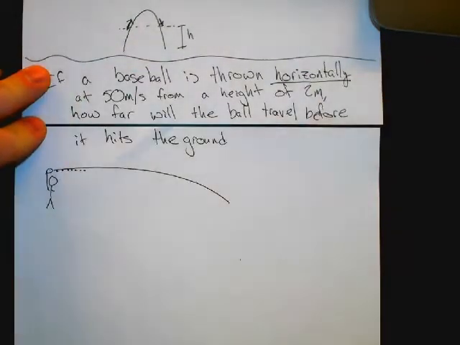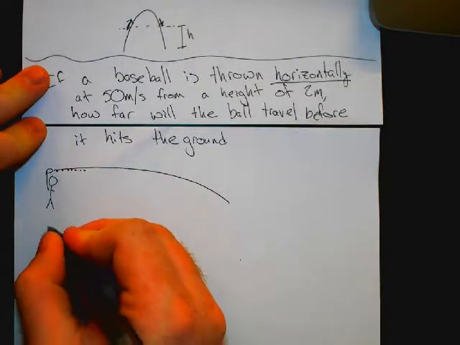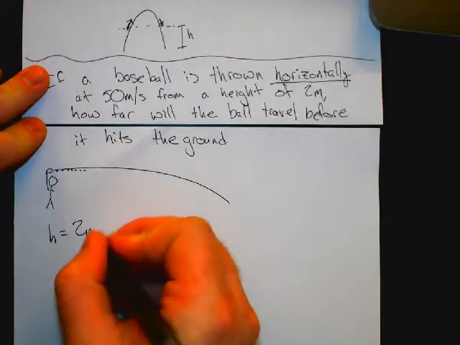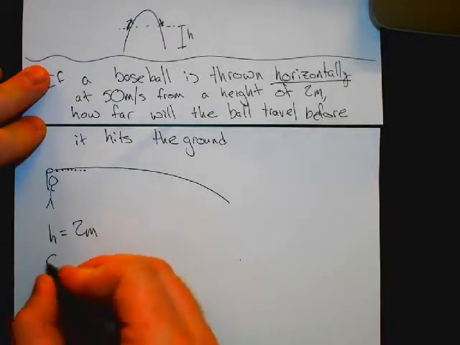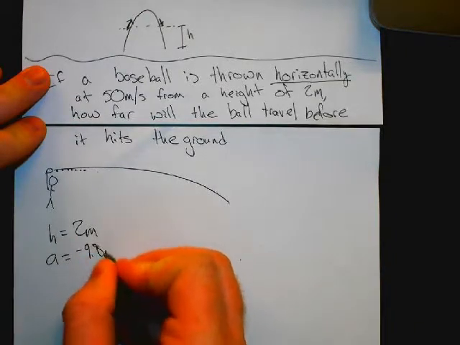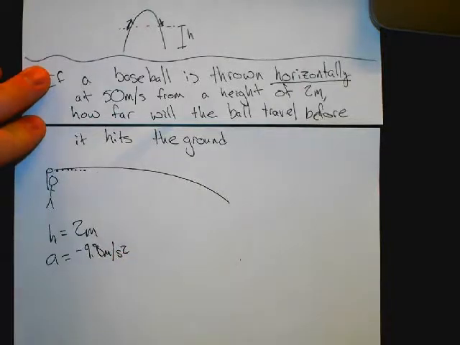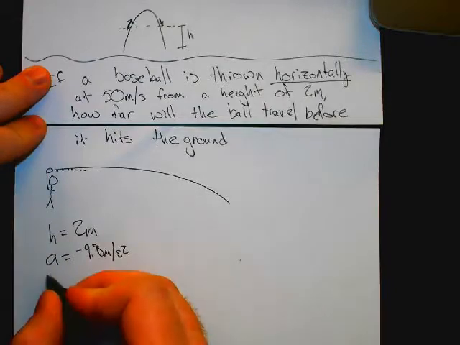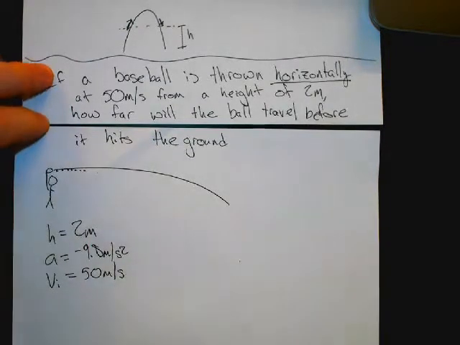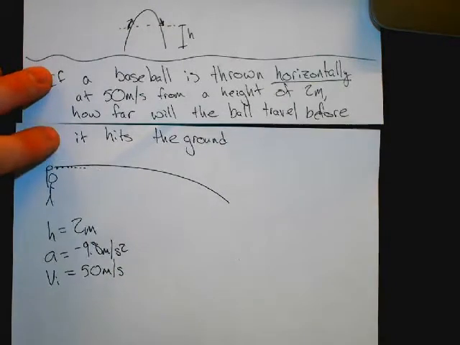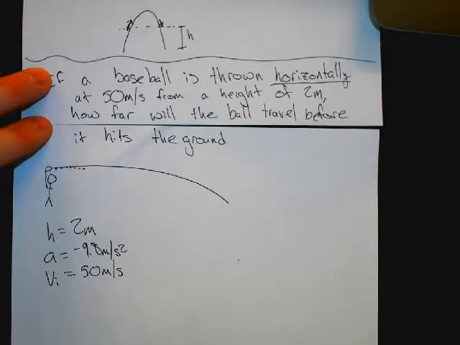What variables can we identify here? All right, height, which is 2 meters. What else? Acceleration, negative 9.8 meters per second squared. Anything else? VI is 50 meters per second. Do I know any other details? No, not at the moment.